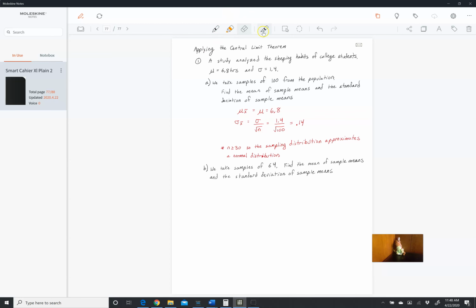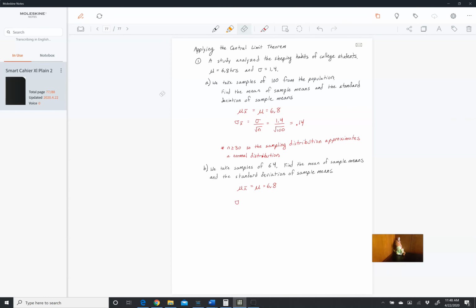Okay, again, we know how to do this. Notice that our calculations are really straightforward. They're not difficult at all. They're not long. When we find the mean of sample means, there's not even a calculation, right? Mu of x bar is equal to mu, which is 6.8. That doesn't change because that's not dependent on our sample size.